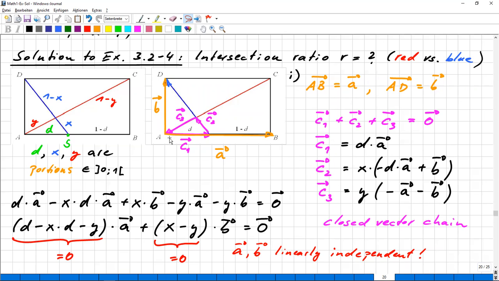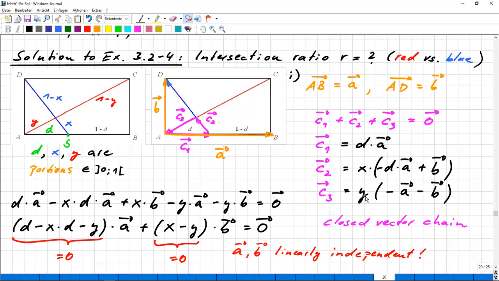I could also do it this way. If I go from here along vector a plus along vector b, I would get the red line in this direction. But we need the other direction, so that's why I put minus a minus b, and that's it. But then also the C3 vector is just a portion, which we called y, of this whole vector, so the whole thing times y. Why do I do all this?